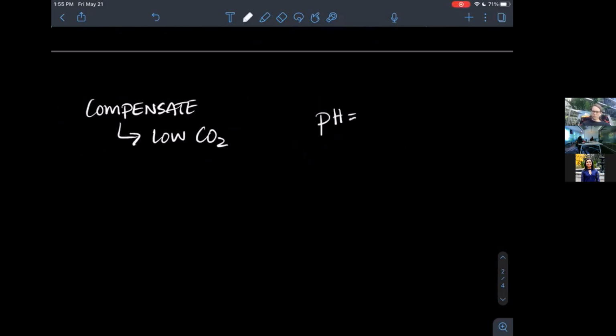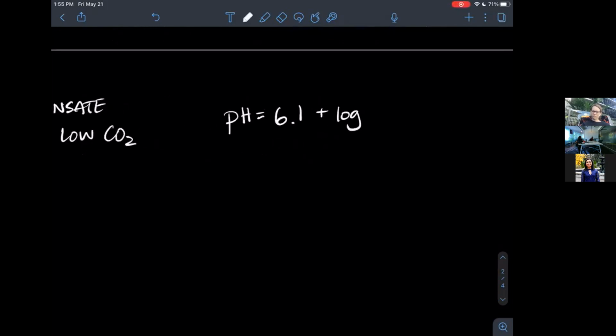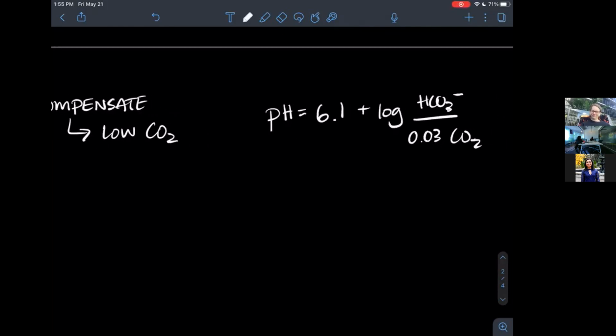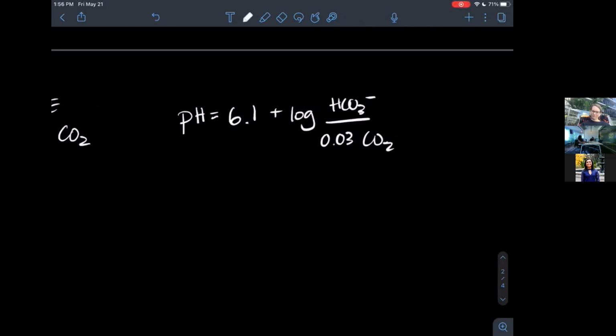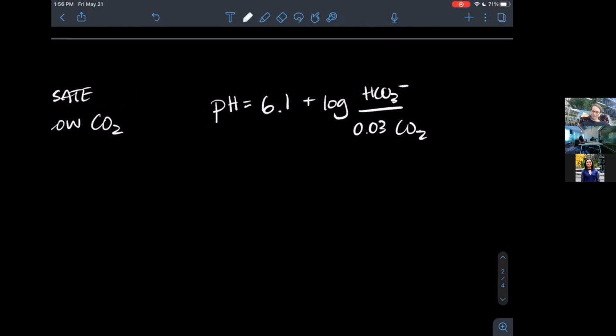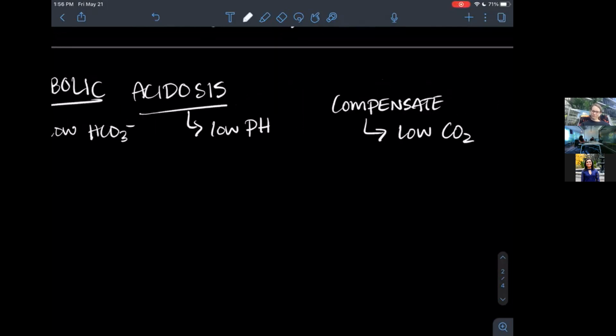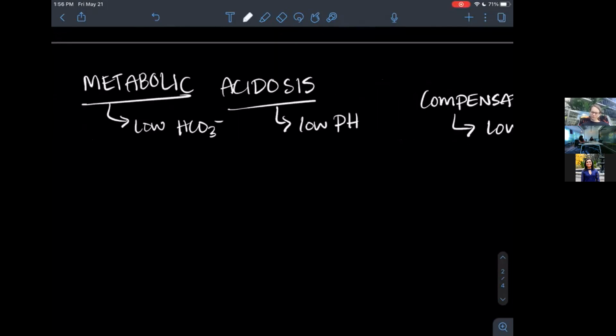You look back at your Henderson-Hasselbalch formula. Hasselbalch. I can't say it. It's forever gonna be Hasselbalch now. Henderson-Hasselbalch formula. I will never say it correctly. I'm sorry. Just look at that. If one goes up, the other has to go up in order to compensate. And yeah, fantastic. Okay.